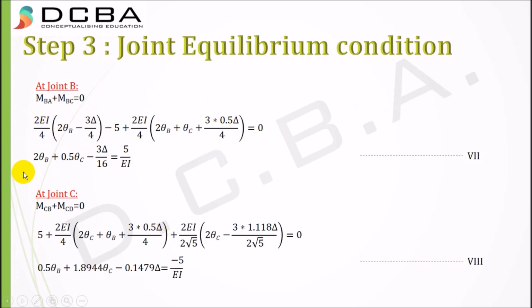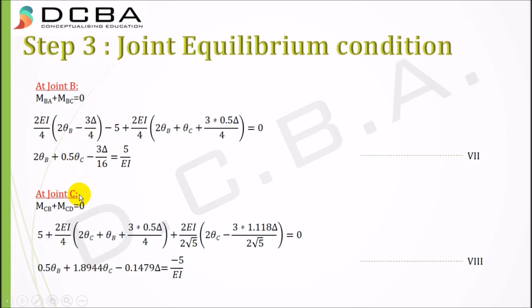I simplify this, and I get 2 theta B plus 0.5 theta C minus 3 delta by 16 equal to 5 by EI. So I got this equation in terms of theta B, theta C and delta. To solve this, I need two more equations because the unknowns are 3, right? To solve three unknowns, we require at least three equations to get the values of theta B, theta C, and delta. So the next equation I'll get by writing the joint equilibrium condition at joint C.